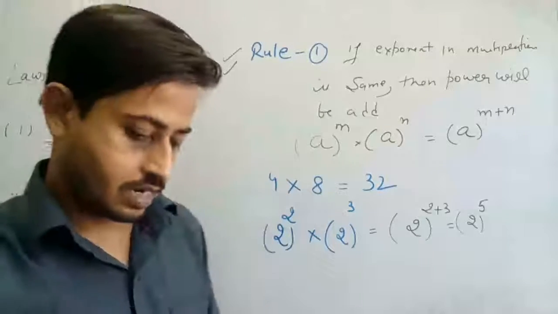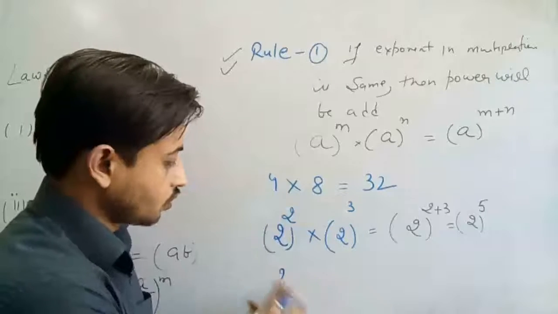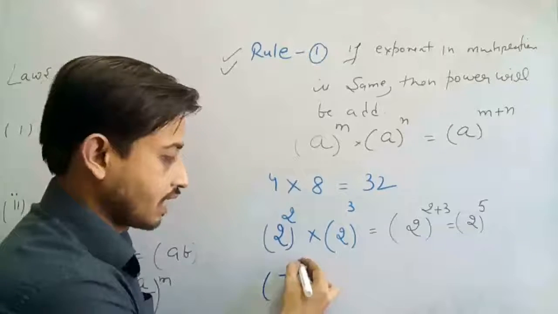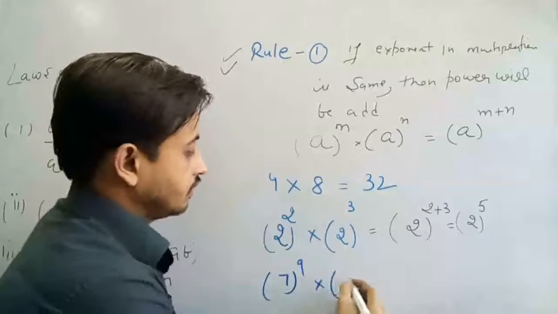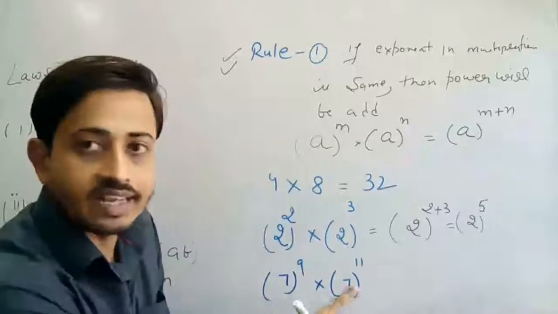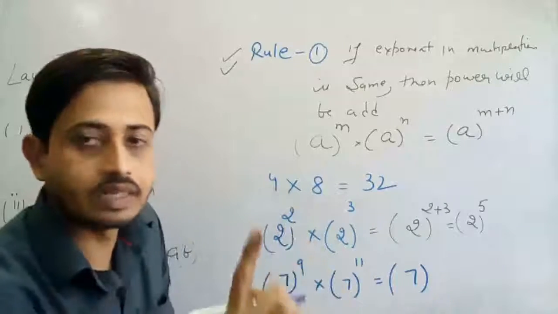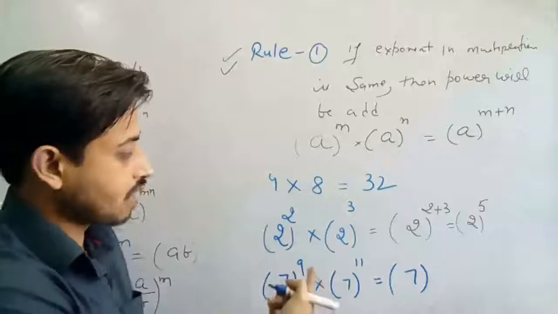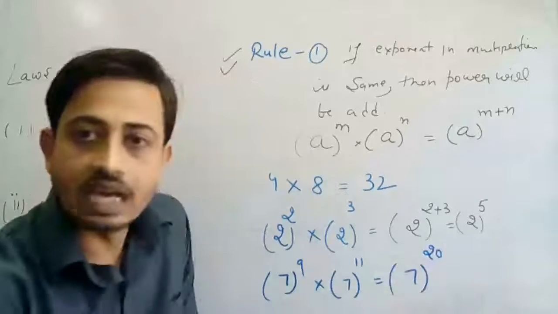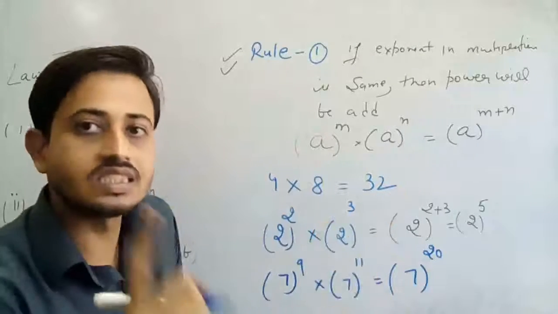I am taking another example. For example, if I am taking someone with a different exponent: 7 raised to the power 9 multiply 7 raised to the power 11. You know the exponent is the same. So you have to write the exponent only one time, then the powers will be added. So the power will be 9 plus 11, which is 20. So you get 7 raised to the power 20. This is the answer. So this is the first rule.